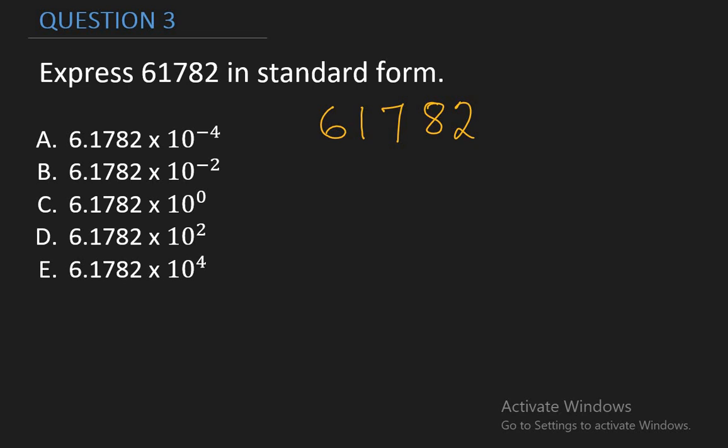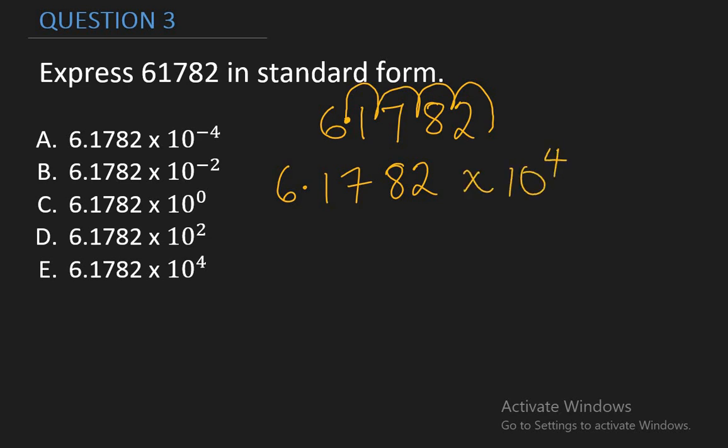Alright, to express this in standard form, we simply count from the right to the left until we get to the last digit. So let's do that. We have 1, 2, 3, and 4. So the decimal point will be here. This will give me 6.1782. Since I counted 4 places, this will give me times 10 raised to the power 4. This 4 is because I counted 4 places. Alright, and the right answer will be option E.